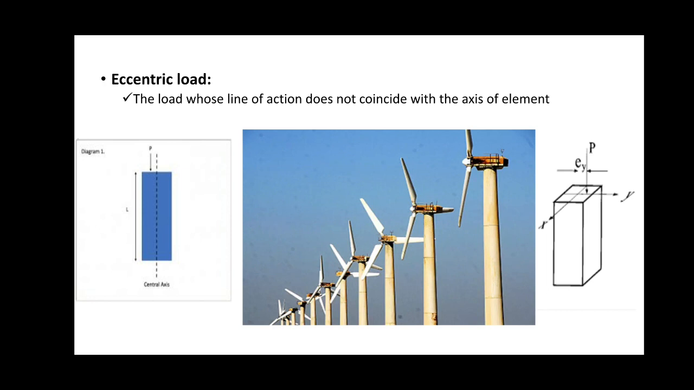Direct load means the force or load acting exactly on the center or centroid of the part. And eccentric load means the load or force never acts on the center. It will always act away from the center of that part. So this is eccentric load. Tensile load, compressive load, shear load, direct load, and eccentric load: these are the 5 basic types of load we have to design our machine parts.